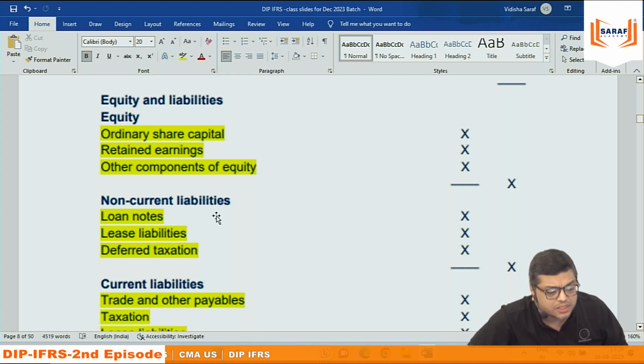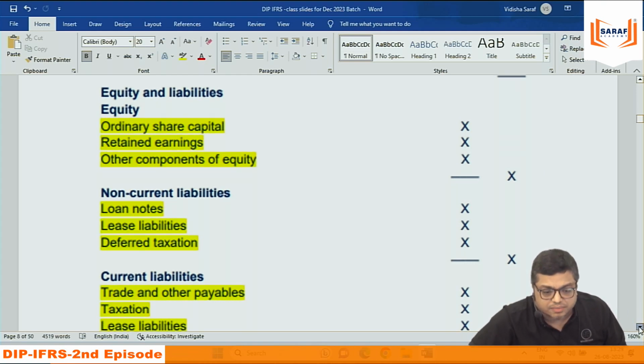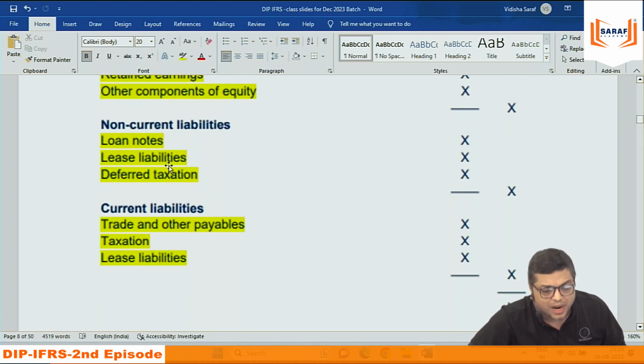This is the shareholders' money. Then there are the liabilities which we need to pay to outsiders. They are divided into two parts. One is long term, one is short term. Long term means payable beyond 1 year.